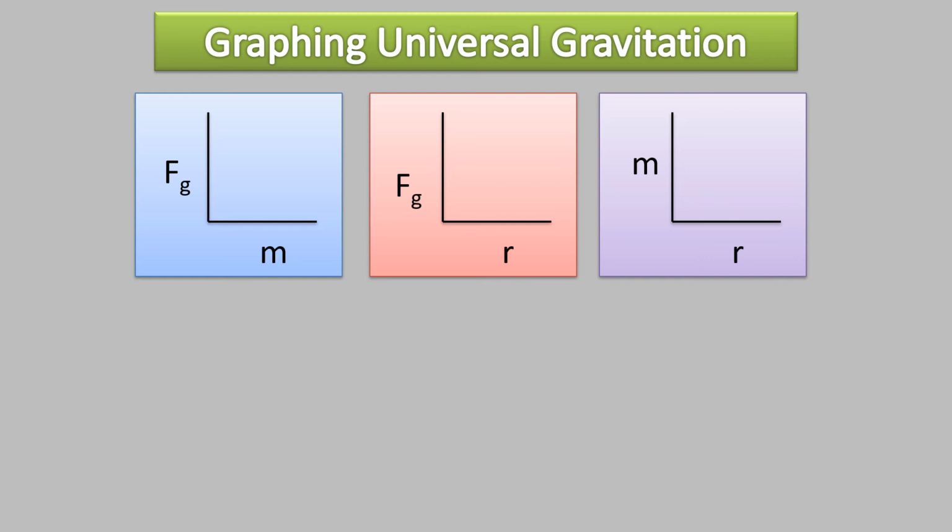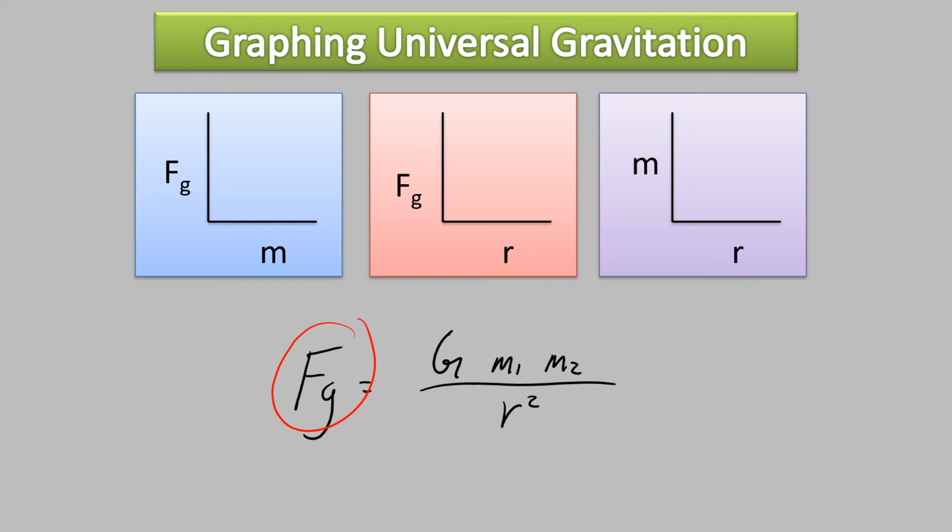Graph number blue. If you increase the mass, what happens to the weight? The mass and the weight have a direct relationship because they're both in the numerator. You could think of it that way. So it looks like this. Direct relationship. If I double this one, this one doubles. If this one gets smaller, this one gets smaller, 1/2. All right. So it's a direct relationship.